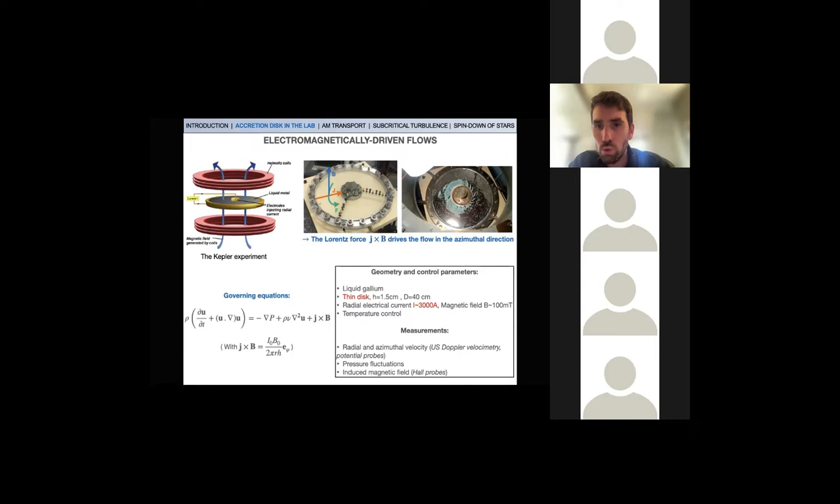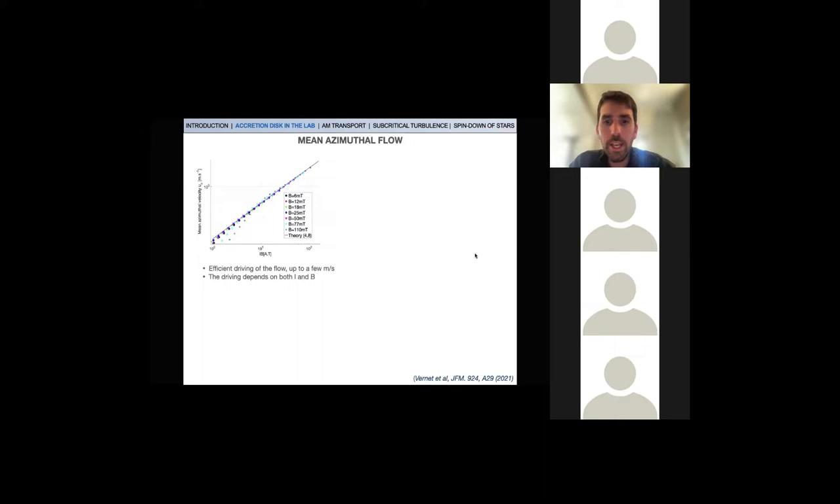characteristics of the experiments. And we can do several measurements. So you can see here some probes in the experiment. We can measure the radial and the azimuthal velocity along the radius, for example, from ultrasonic Doppler velocimetry. We also have access to other things like pressure fluctuations or induced magnetic fields. Okay, so this is the experiment. Now, I won't detail all the results we got with this experiment.